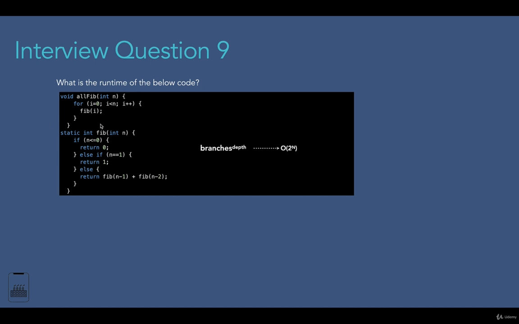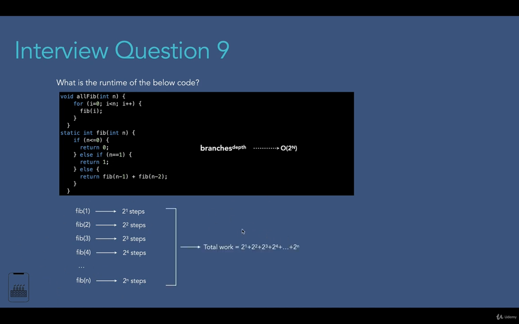Now to identify the time complexity, let's see how this works for each parameter. If we call this Fibonacci method with the parameter 1, the number of steps will be 2 to the power of 1. Then if we call it with parameter 2, it's going to be 2 to the power of 2. Then we continue like this until we reach n. Now you see that if we call this function n times, we need to take the sum of these steps. This means the Fibonacci method is getting called n times inside over here. So if we sum these up, we will get the time complexity.